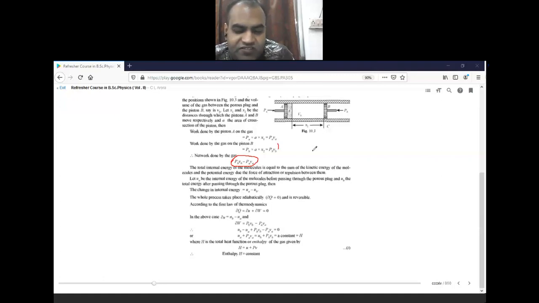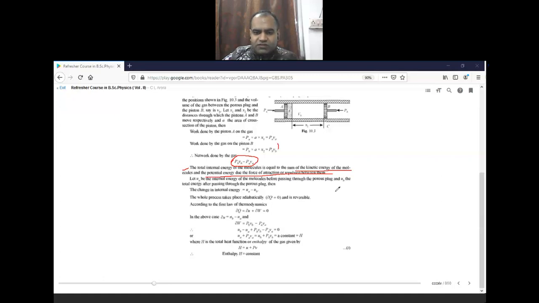So now let us try to explain this from the first law of thermodynamics point of view. What is the total internal energy of the molecules? We are learning about internal energy. The total internal energy of the molecules is equal to the sum of the kinetic energy of the molecules and the potential energy due to force of attraction or repulsion between them. So the total internal energy is the summation of potential energy plus kinetic energy. Now let us come to internal energy consideration.